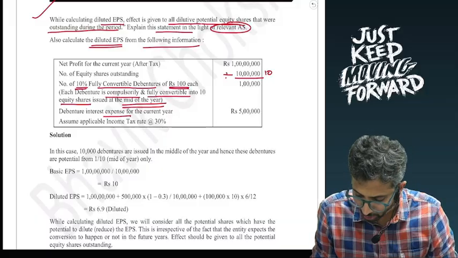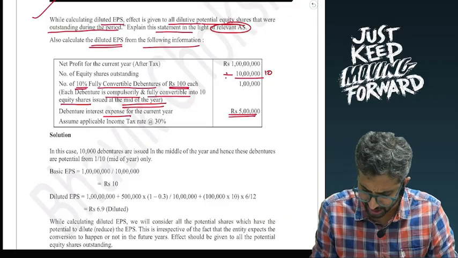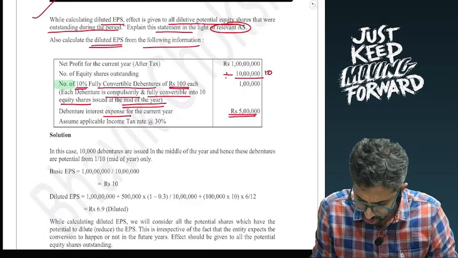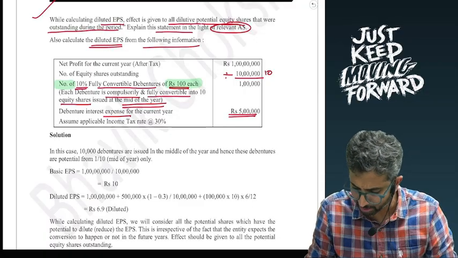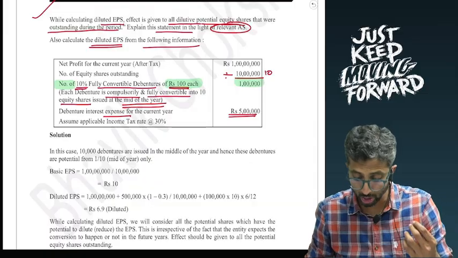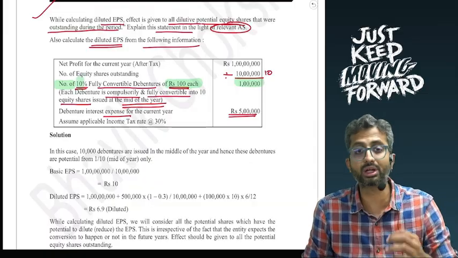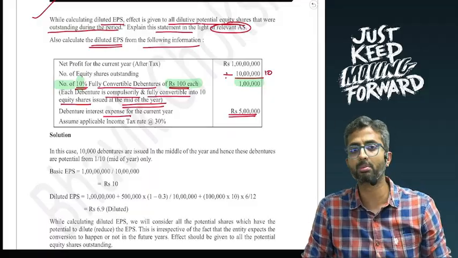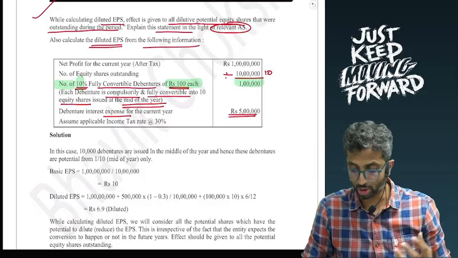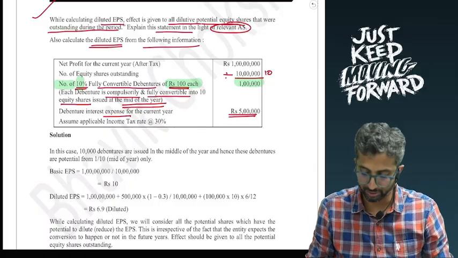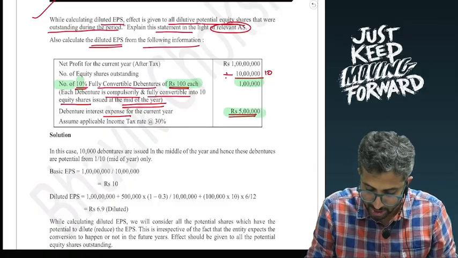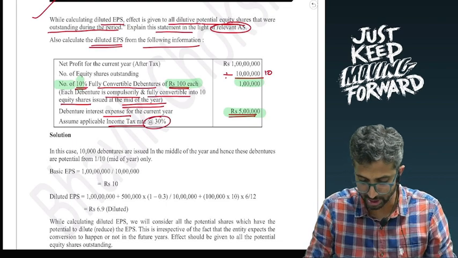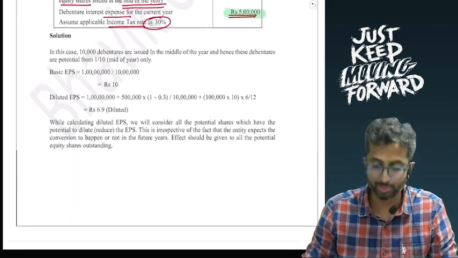Debenture interest expense for the current year is given to you, let us say, as 5 lakhs. So probably this is the number of debentures of rupees 100 each. So this is 1 lakh debentures into rupees 100 comes to 1 crore. 1 crore into 10% will come to 10 lakh of interest for the entire year, into 6 by 12 will come to probably interest of 5 lakhs. As you can see over here, debenture interest expense for the current year, and assume the applicable income tax rate is 30%.